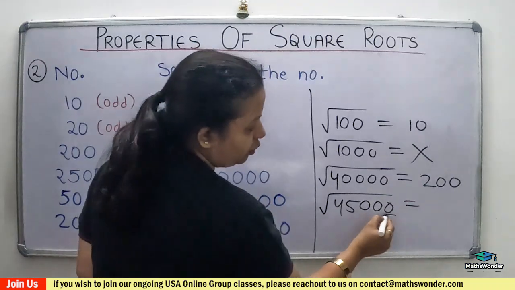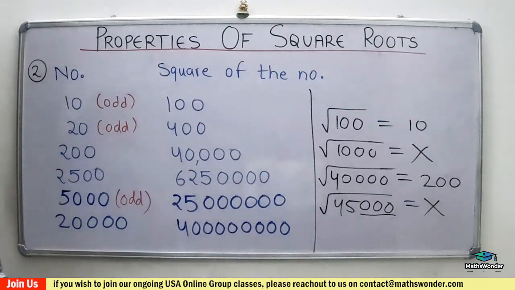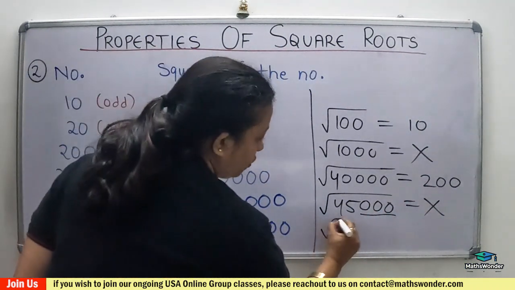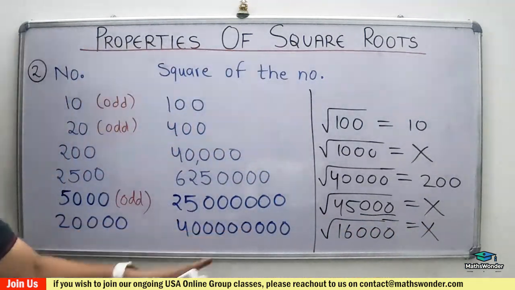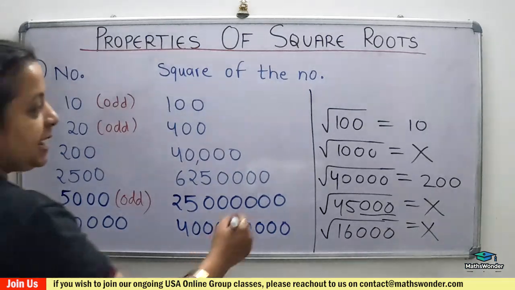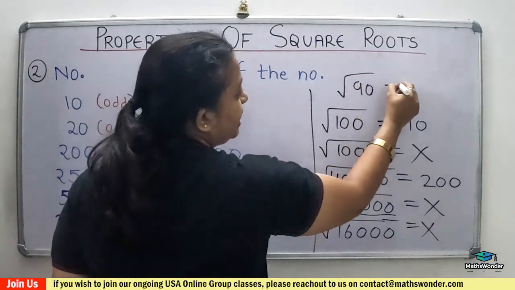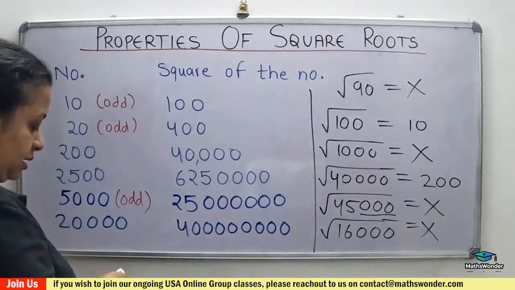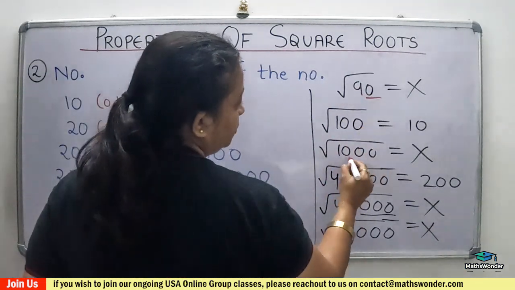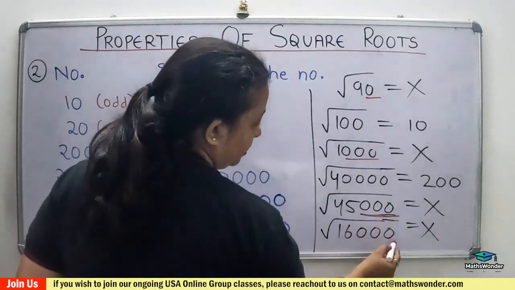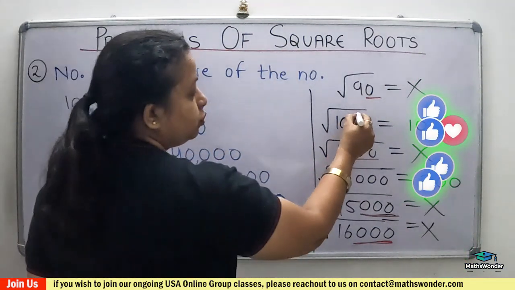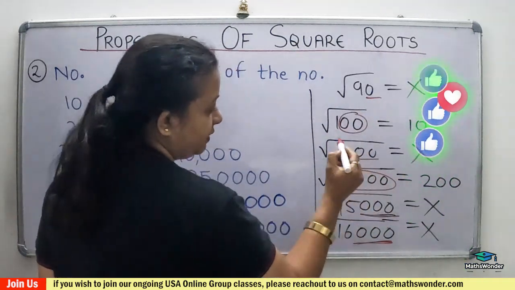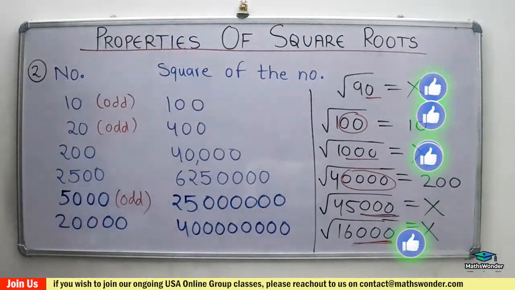45,000, because here is 30, no? So there is no square root. Suppose 16,000. Again we have an odd number of zeros, so that's why there is no square root. Same, if 90 is here, then there is no square root because it's an odd number of zeros. 1, 3, 3, 3, there is no square root. But when we have an even number of zeros, like 2 zeros or 4 zeros, now they have a square root. Understood?